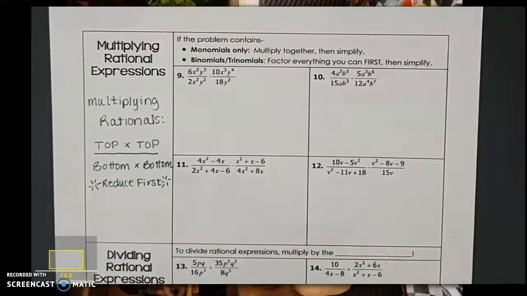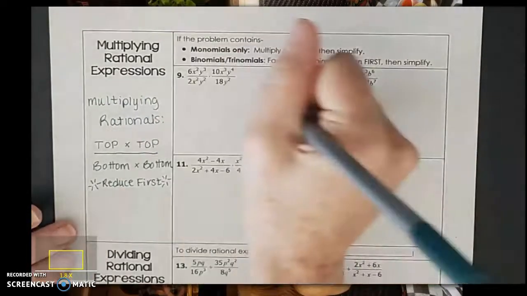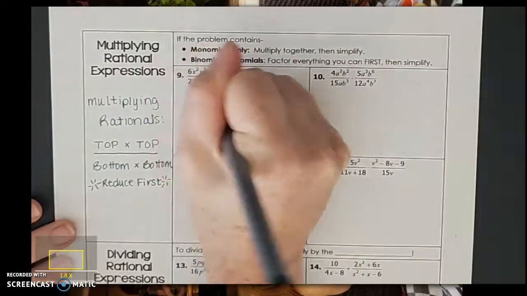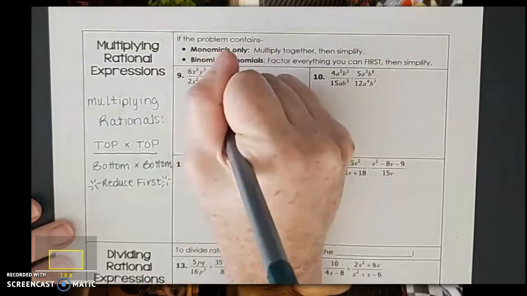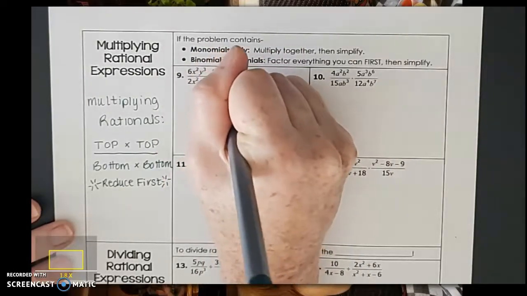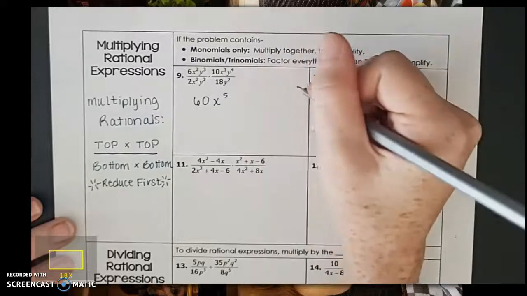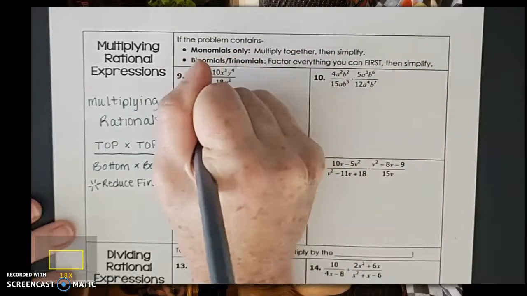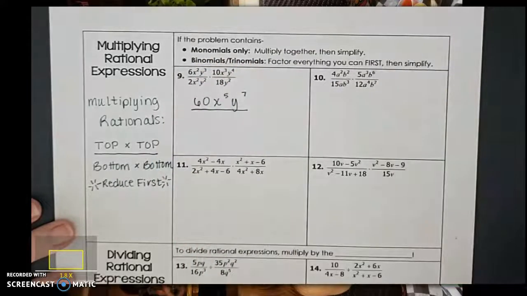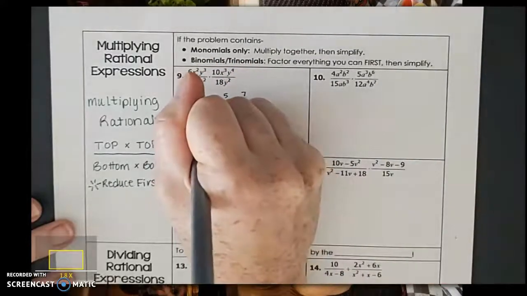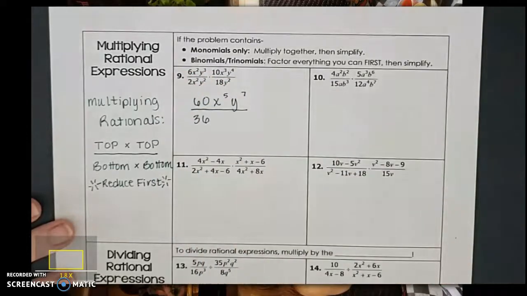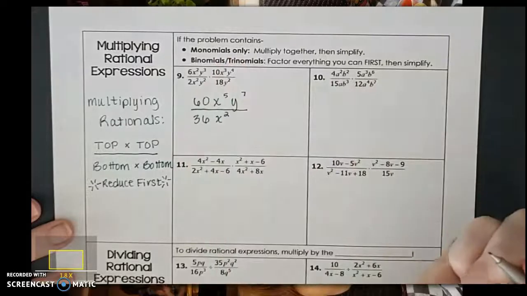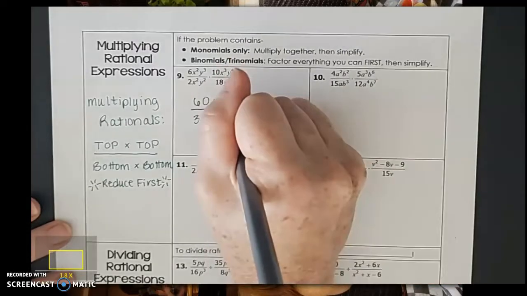Okay, so let's go ahead and multiply top times the top. 6 times 10 is 60. x squared times x to the third. Remember, when multiplying, we add the exponents. That's x to the fifth. And then y to the third times y to the fourth is going to be y to the seventh. And then 2 times 18 is going to be 36. And there's nothing times x squared, so it's just x squared. And y squared times y squared is y to the fourth.